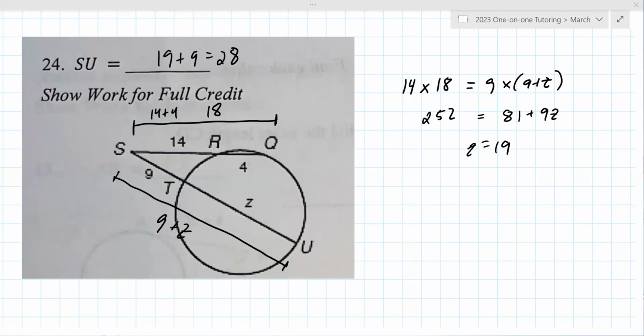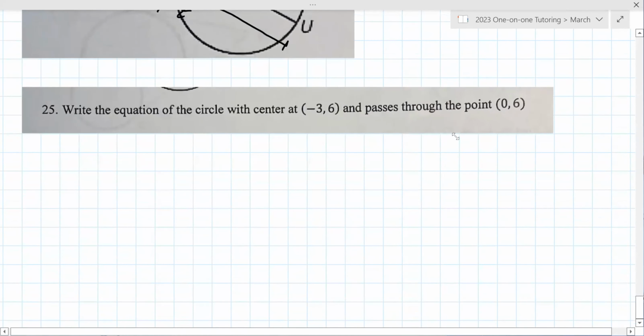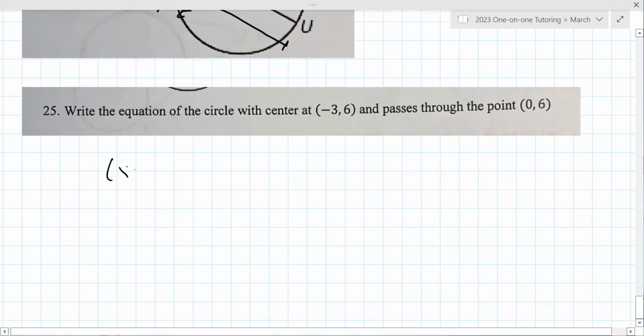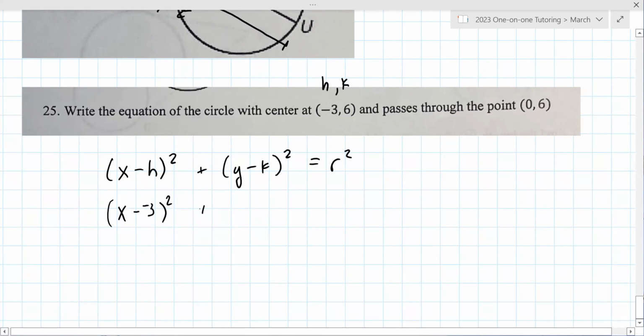New types of problems here, 25, 26. Let me snip that one in here. Unfortunately, for 25 you do need an equation. The standard form of a circle is (x - h)^2 + (y - k)^2 = r^2, and h and k are the center. So h is literally -3, k is 6. So that's (x - -3)^2 + (y - 6)^2.